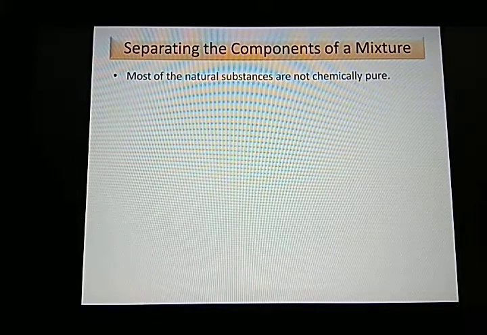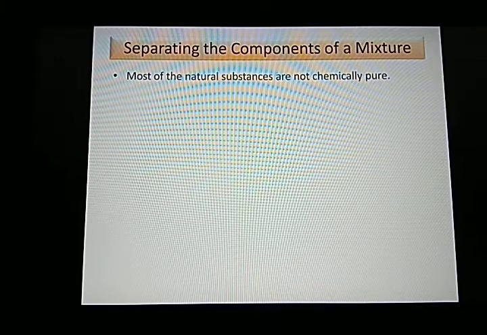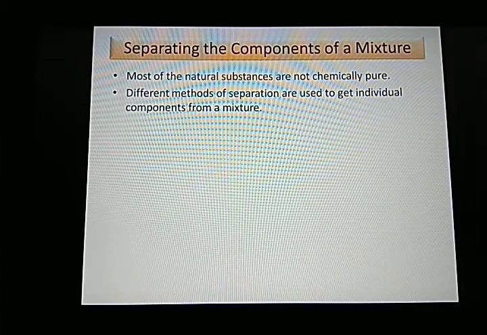Now most of the natural substances that we see around are not chemically pure. Yes, they are not pure substances. We have already discussed in the initial part of this chapter what are pure substances. And not all the substances that we find in our surrounding are pure. So that means they are composed of different components, and we have to separate out those components. Clear? Now there are different methods through which we can separate the different components of those mixtures.